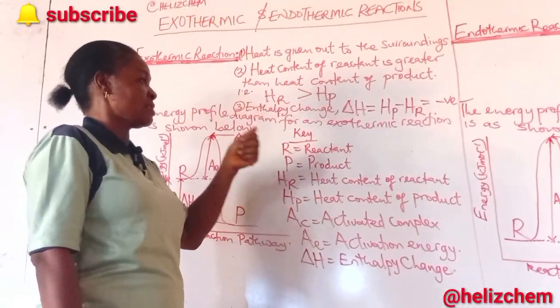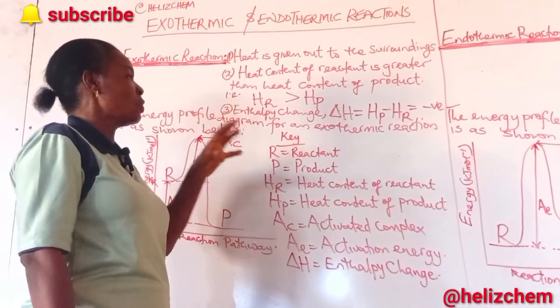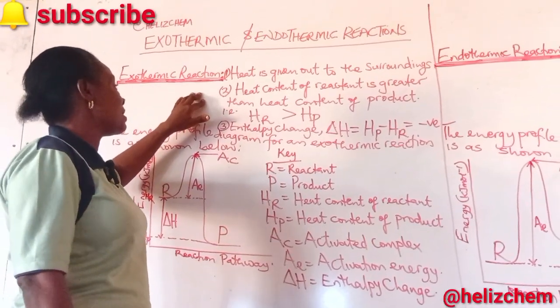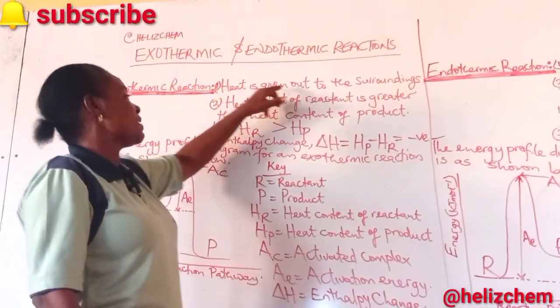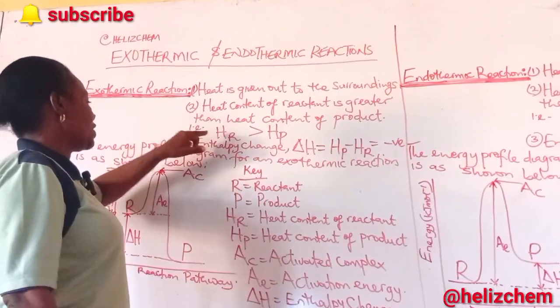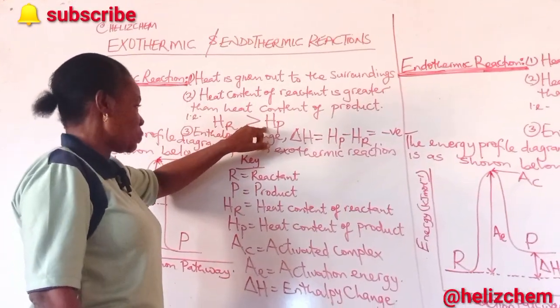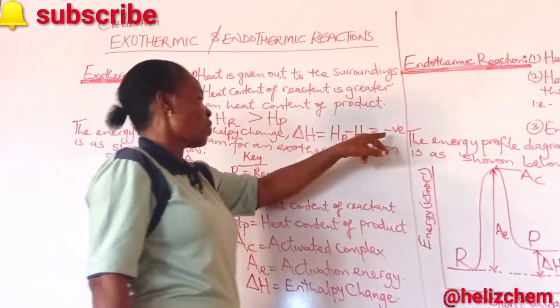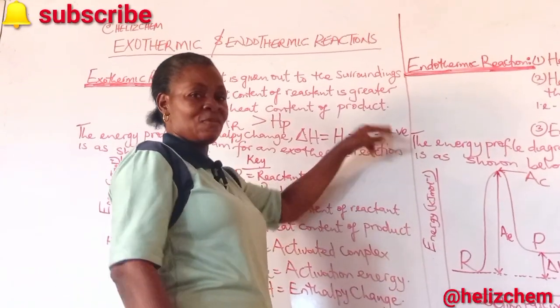The three key points that you must know concerning exothermic reaction are these. 1. Heat is given out to the surrounding. 2. HR is greater than HP. And 3. Delta H is always negative.